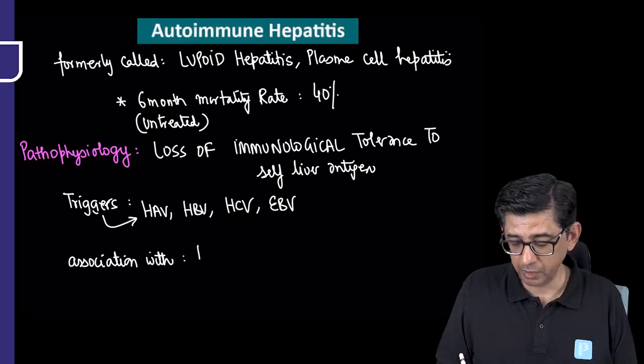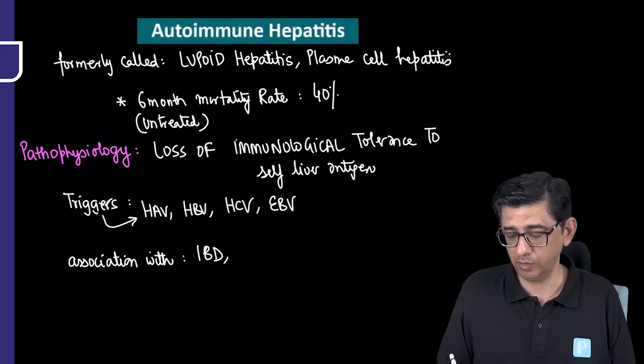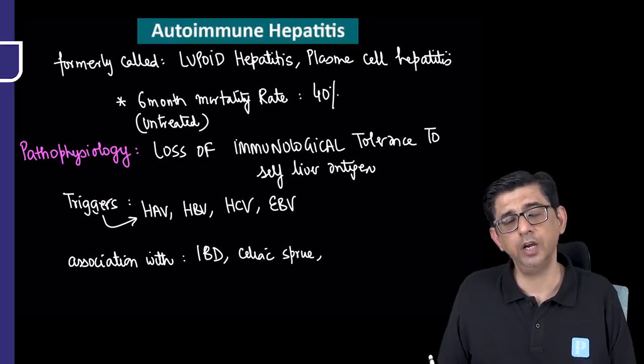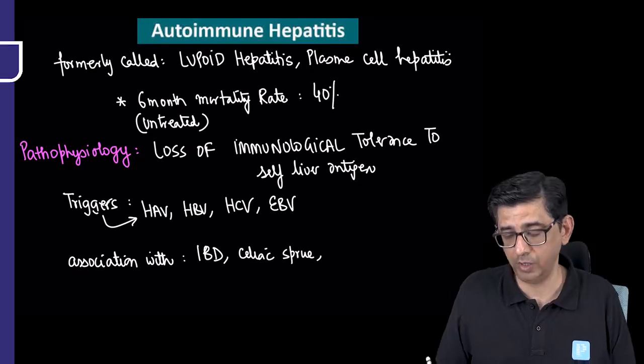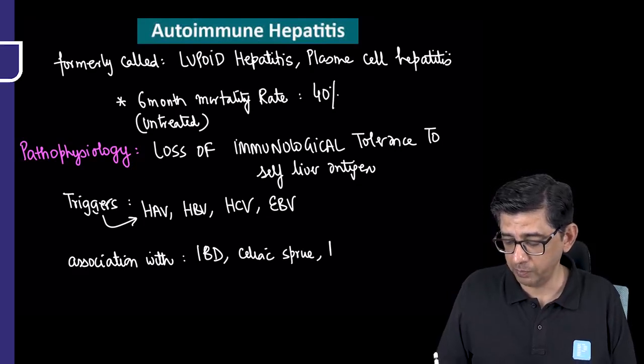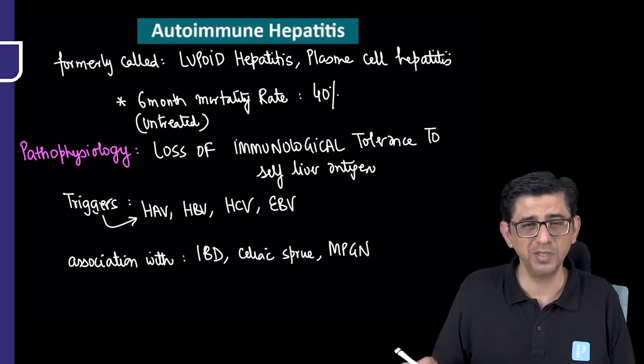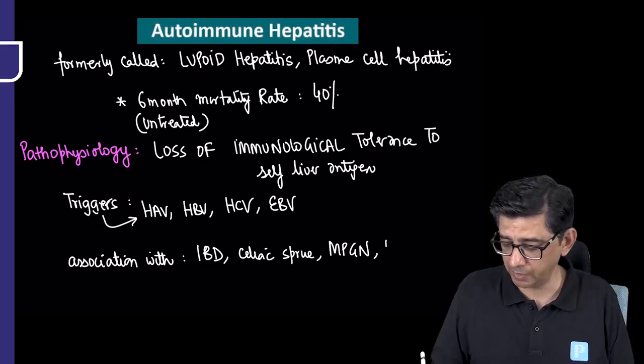This can be associated with autoimmune disorders like inflammatory bowel disease, like ulcerative colitis. Then it can be associated with celiac sprue. Yes, the same celiac sprue where we get anti-TTG antibody, tissue transglutaminase antibody. It can be associated with MPGN, membranoproliferative glomerulonephritis. So a couple of these associations have to be remembered from the exam perspective as well.